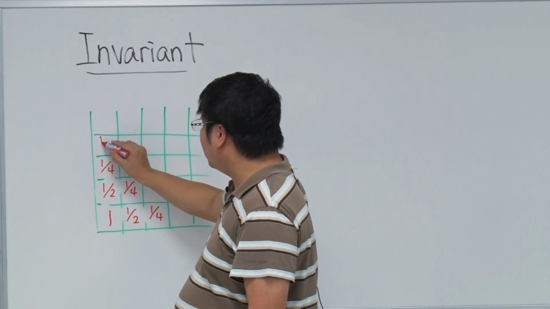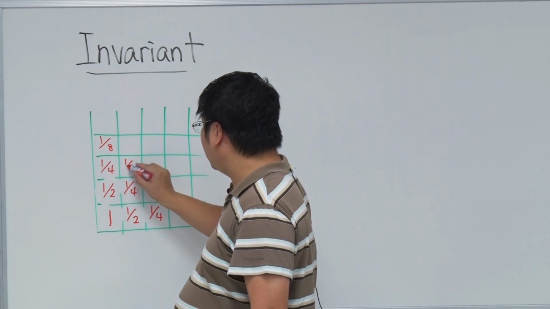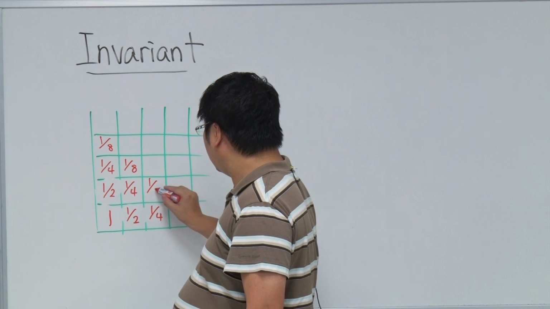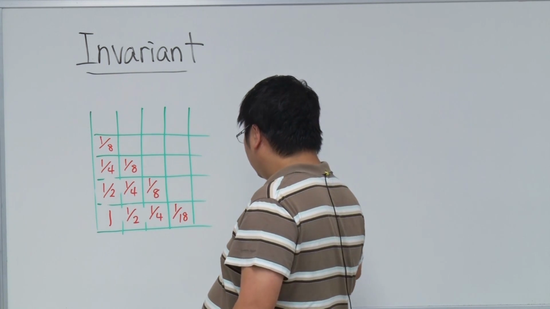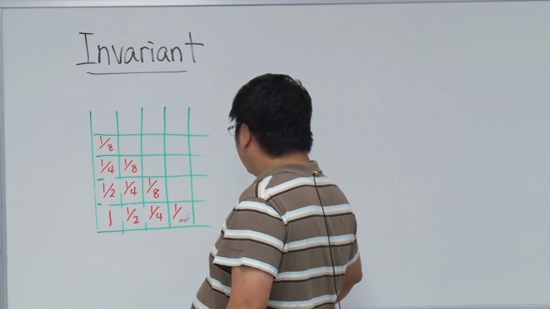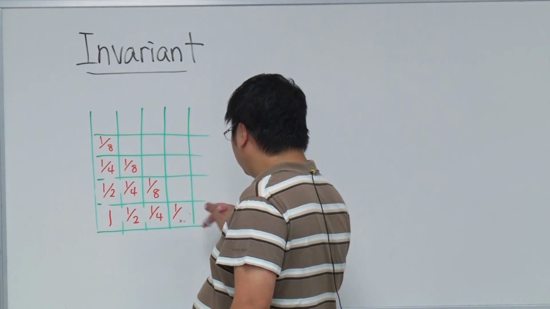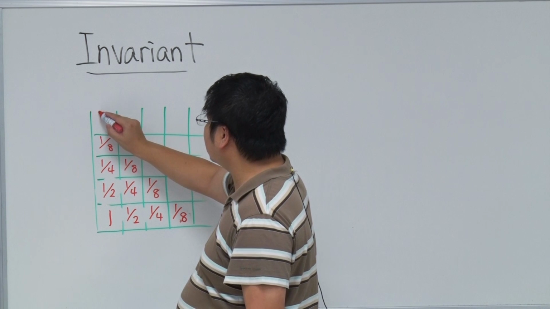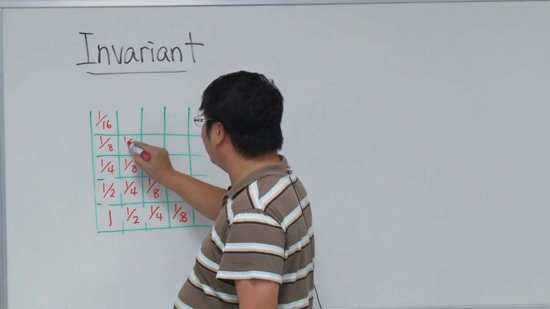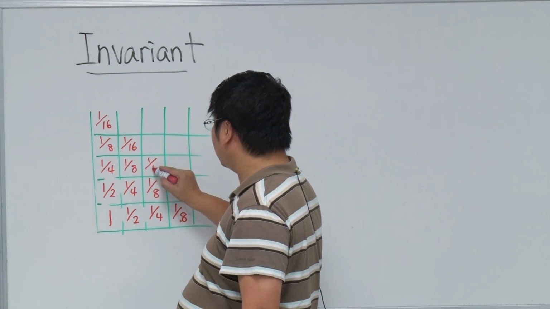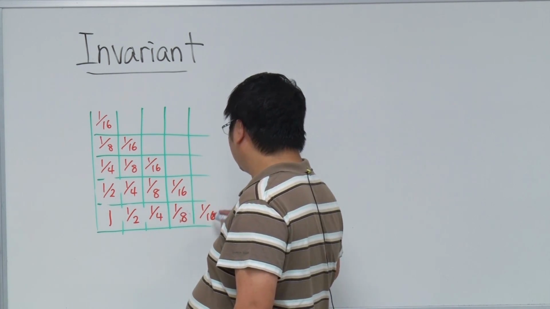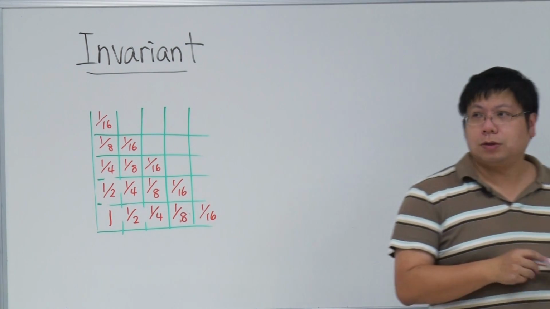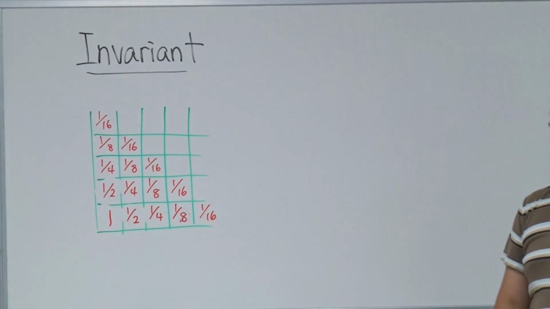And then 1/8, and so on. So this is going to be 1/16, 1/16, 1/16, 1/16. This one also 1/16. Is that okay? And so on. So what is not changing in that case?